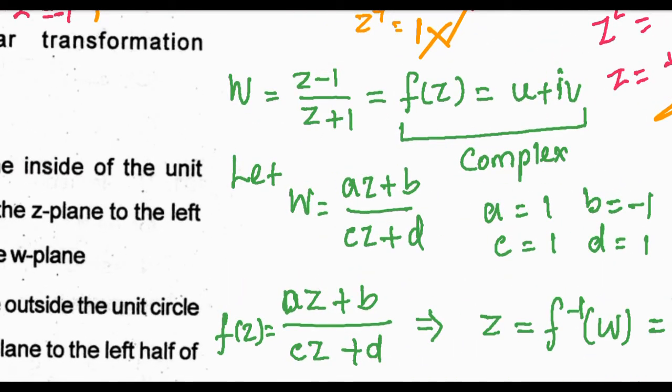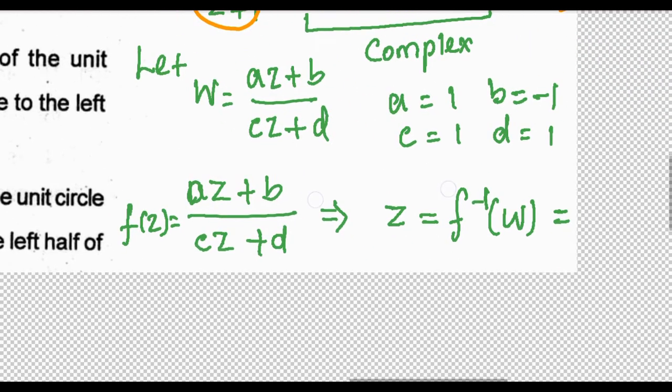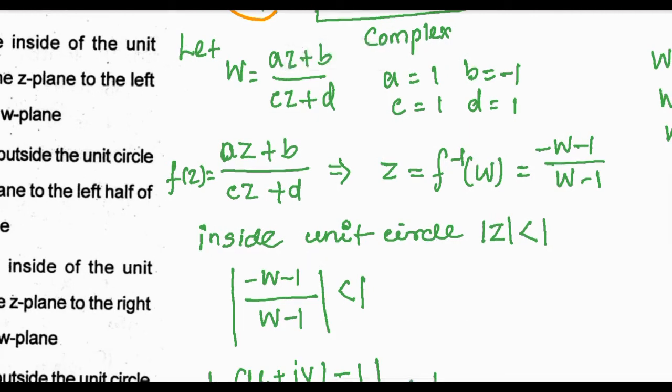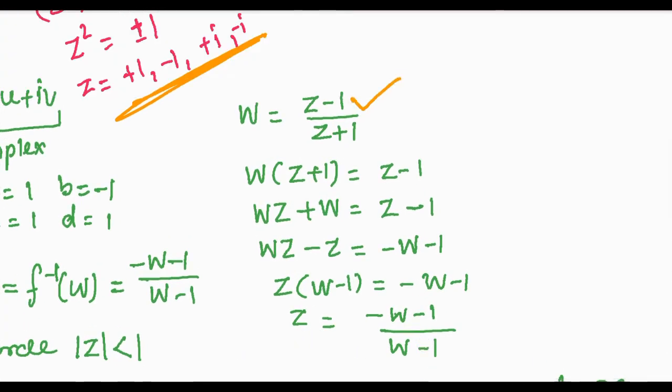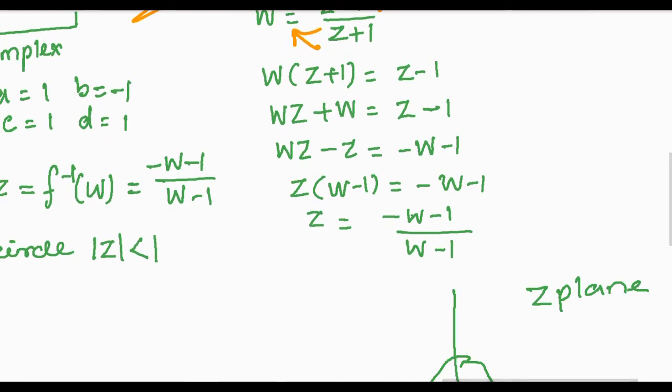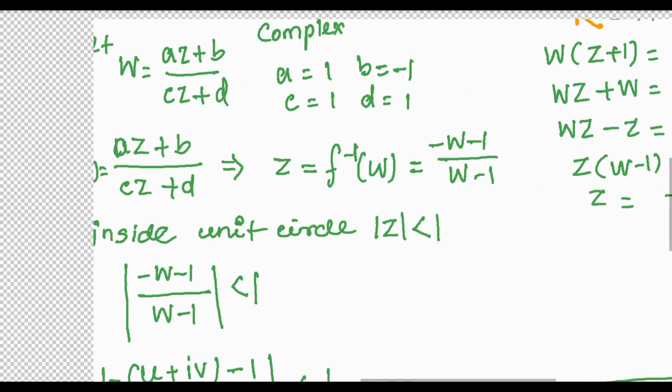So here w is equal to (z minus 1) by (z plus 1), which I am taking to be u plus iv, a complex function, and w I am taking to be (az plus b) by (cz plus d), where a is equal to 1, c is equal to 1, b is equal to minus 1, d is equal to 1. These are nothing to worry about. Now z will be minus (w plus 1) by (w minus 1). How is this coming? w into (z plus 1) is equal to z minus 1, so wz plus w is equal to z minus 1, and wz minus z is equal to minus w minus 1, and z is equal to minus (w plus 1) by (w minus 1). So this one is finalized.